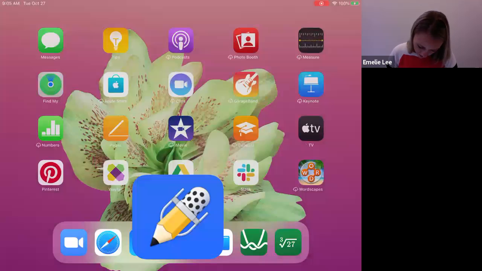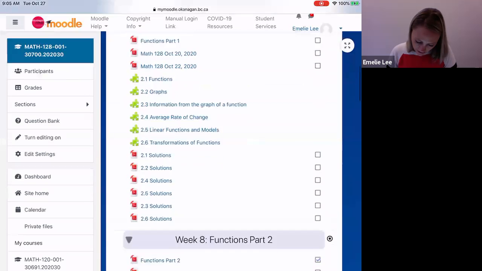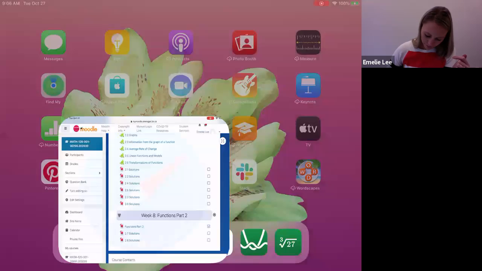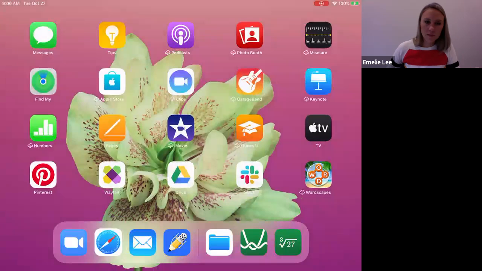Let's see about review. Oh, and I also posted, if we go back to Moodle here, I also posted the chapter 2 solutions, 2.1, 2.2, and those are from the notes, right? So they're not the assignment solutions, of course, but they will help you do the assignment. So that's why I posted those. All right.